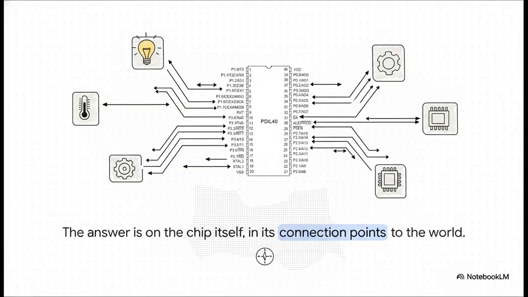And believe it or not, the answer starts right here. It's literally written on the chip itself, in its connection points. Take a look at this pinout diagram. You can think of it as a treasure map for electronics. Every single one of these pins is a gateway to the outside world, a potential connection to an LED, a button, a motor, you name it. This is how the 8051 physically shakes hands with reality.